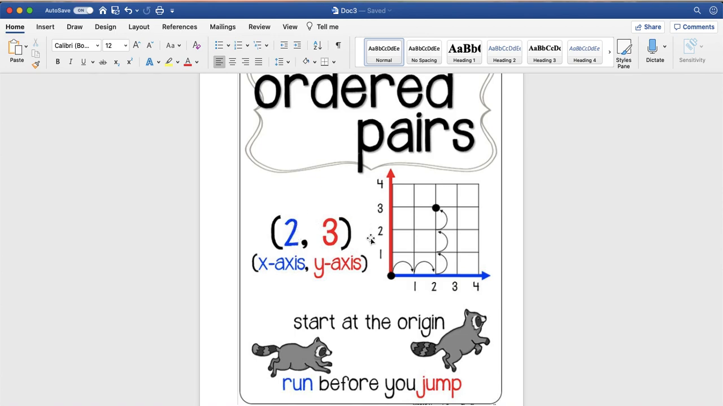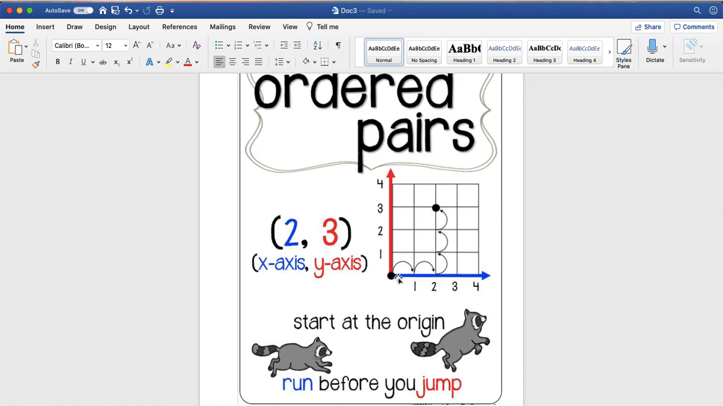Our first number, right after we write the first parenthesis, tells us how far we need to run. Remember, running is down here. We're using the x-axis first. And then our second number tells us how high we need to jump, and that's where we use the y-axis. So this number tells us how far we need to run, and this number tells us how high we need to jump.